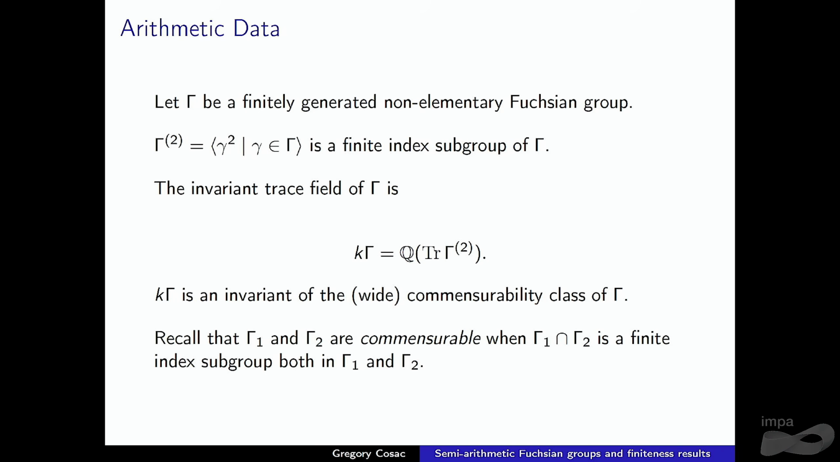You might be asking, why not just take the traces of gamma and adjoin that to the rational numbers? Because if you do that, well, then it's not invariant under commensurability. So you have to do this workaround, and you get this invariant trace field that will always be denoted as K of gamma, where gamma is the letter representing the group. So it's an invariant of commensurability. I already said that. And that's all we need in order to define arithmeticity and semi-arithmeticity for Fuchsian groups.